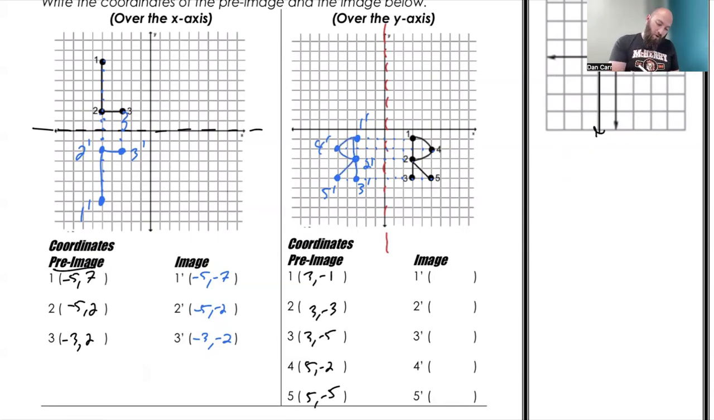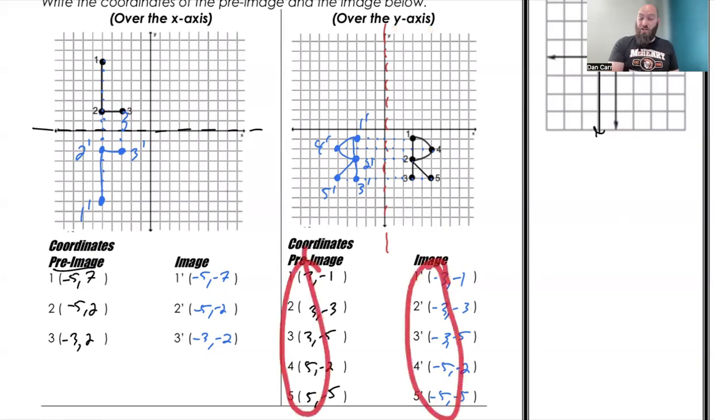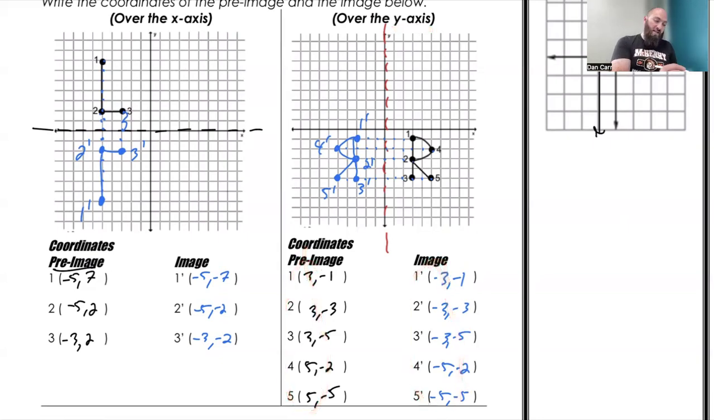Okay, as points go, we have -3, -1, -3, -3, -3, -5, -5, -2, and -5, -5. Again, notice it's a little bit of a shortcut, but only if you're doing the y-axis. You cross over that, all the x values are just changing their signs while the y stays the same. Okay.